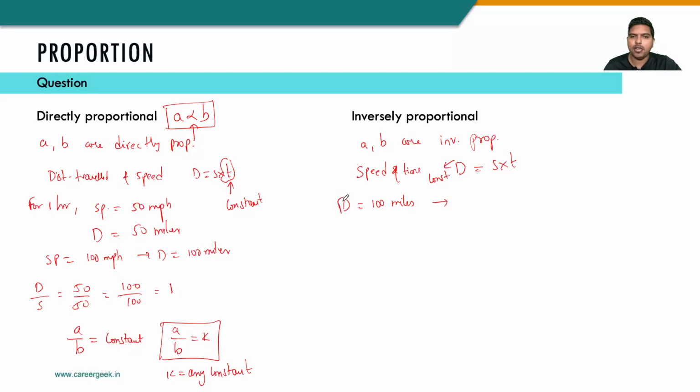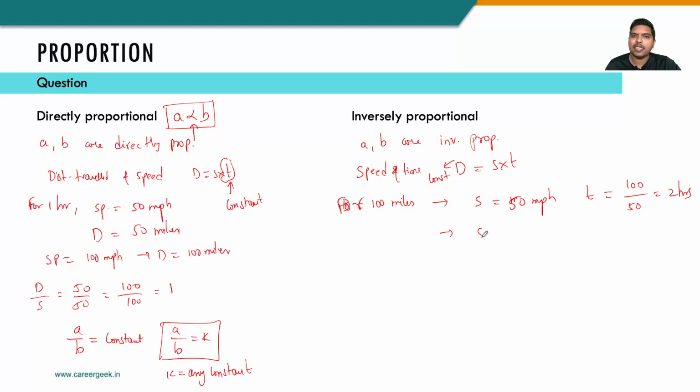For 100 miles, if speed is 50 miles per hour, so how much time will it take? Time is distance upon speed, right? Which is, it will take 2 hours.